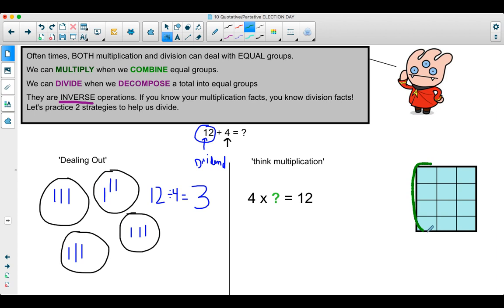We've got 4 rows. And how many groups of 4 do we need to equal 12 total squares? So we've got 1 group of 4, 2 groups of 4, 3 groups of 4. In other words, 4 times 3 equals 12. Therefore, 12 divided by 4 equals 3. And that matches what we got over here in that representation.